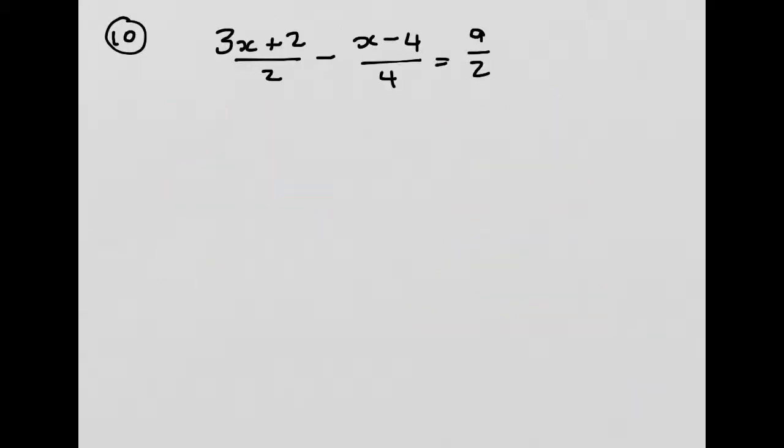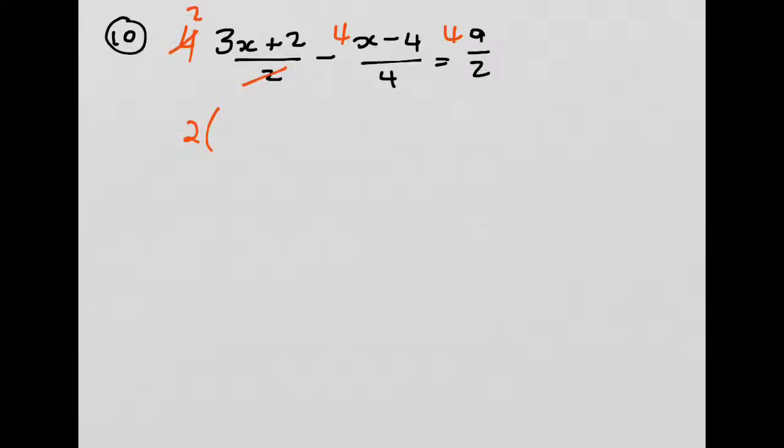Question 10, solve the equation. Now looking at the bottom numbers, we've got a 2, a 4 and a 2. What number does each of those divide into? It's 4. So I'm going to put a wee 4 there, a wee 4 there, and a wee 4 there. Why am I doing that? Because this 2 will cancel into that 4 twice.